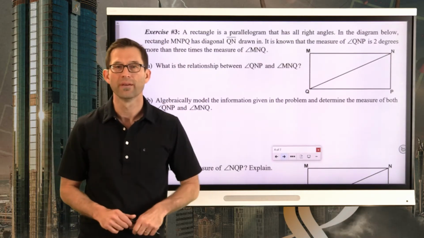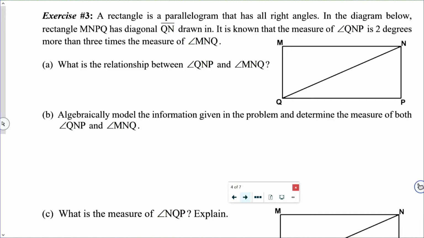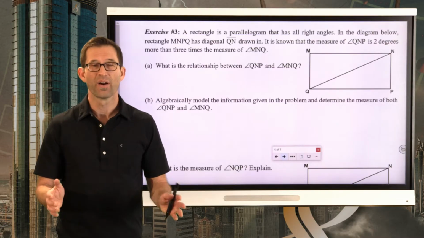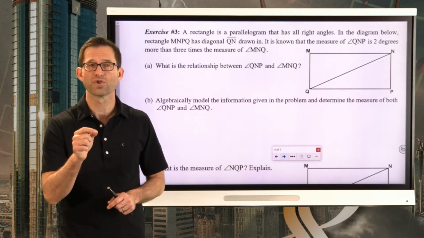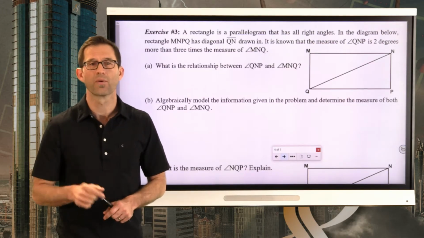Exercise number 3. A rectangle is a parallelogram that has all right angles. In the diagram below, rectangle MNPQ has diagonal QN drawn in it. It is known that the measure of angle QNP is 2 degrees more than 3 times the measure of angle MNQ. What is the relationship between angle QNP and MNQ? All right, so what I'd like you to do, pause the video, take a look at this situation, and answer letter A. What is their relationship?